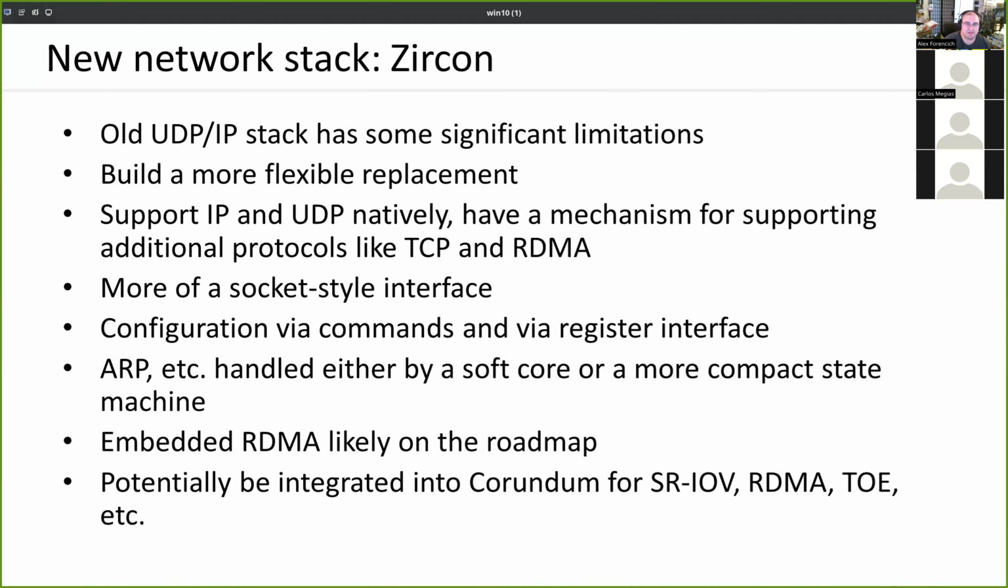Things like ARP, instead of having a bunch of hard logic for handling that, like in the old stack, will be handled by a more compact state machine that can handle multiple protocols. Embedded RDMA is possibly on the roadmap. We'll see about that. The long-term goal is to take this and integrate it into Corundum, or at least make it cooperate with Corundum, so you can not only support things like SRIOV and RDMA, TCP offload engines, but also share the stack, so you can have some flows handled by hardware through some of the Zircon client ports, and some of the flows handled by Corundum, or everything that isn't handled by hardware handled by Corundum. So that's the high level idea.